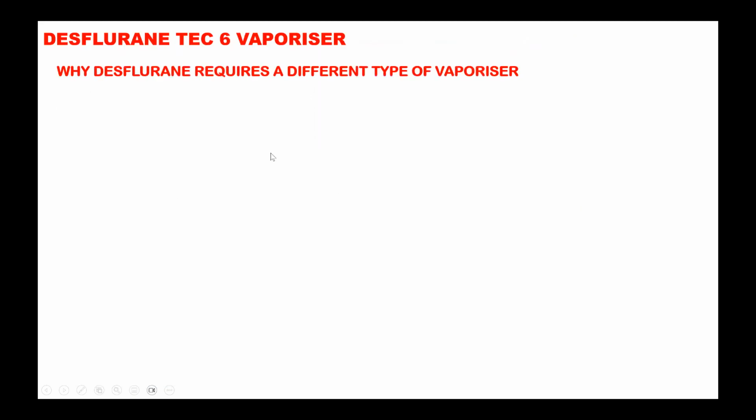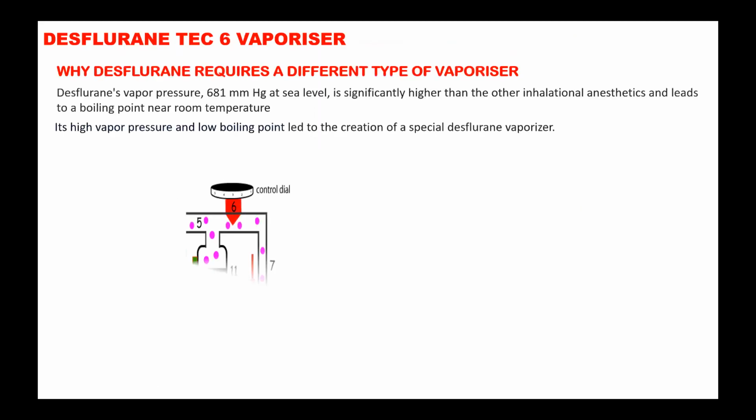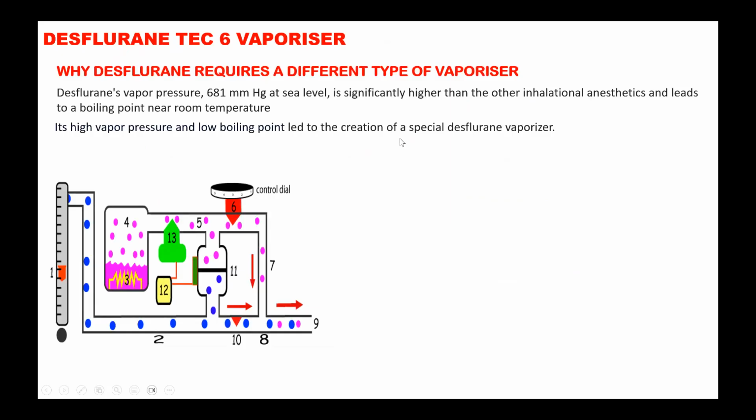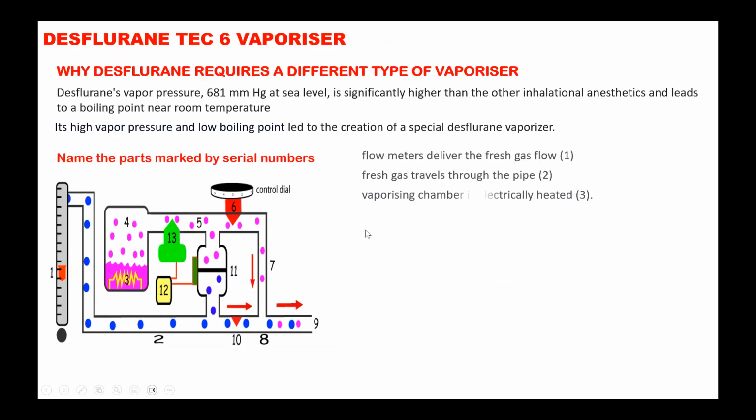Okay. So it requires a different type of vaporizer. These are all the various parts. Number one is the flow meter, fresh gas flow. Number 2 is the pipeline through which it goes. Number 3 is the vaporizing chamber, and this is the vaporizing chamber with the heating element.